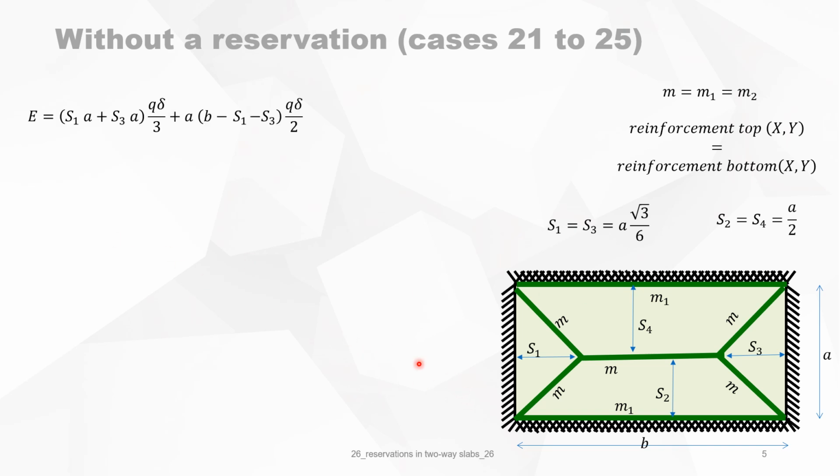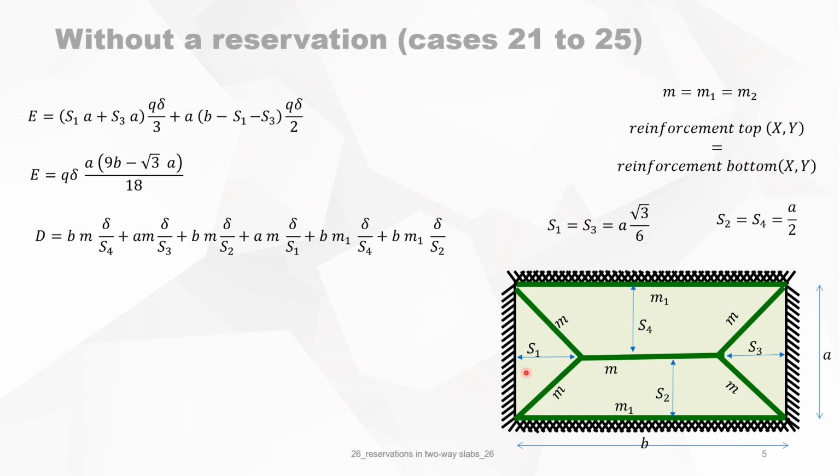Now we can calculate the work done by the external forces. This is, of course, for the triangles, we got S1 times A, times 3, and the mean deflection is delta over 3. And for the rectangular portion, we got this, which is B minus S1 minus S3 times A, and the mean deflection delta over 2. To substitute the different variables, we get this formulation.